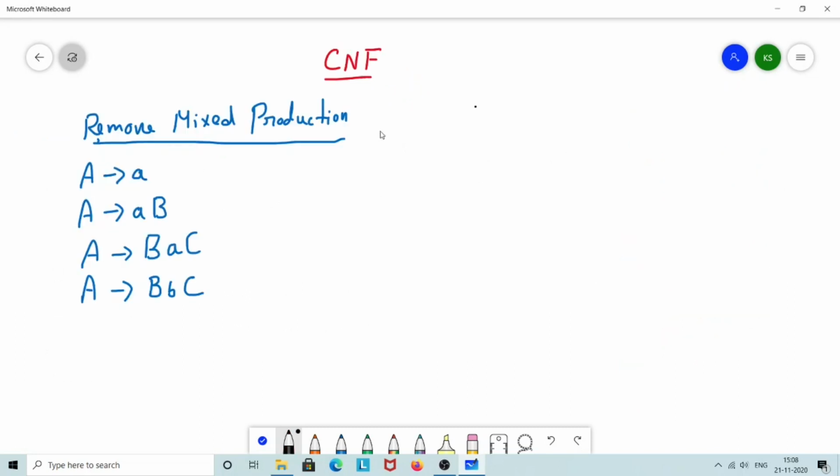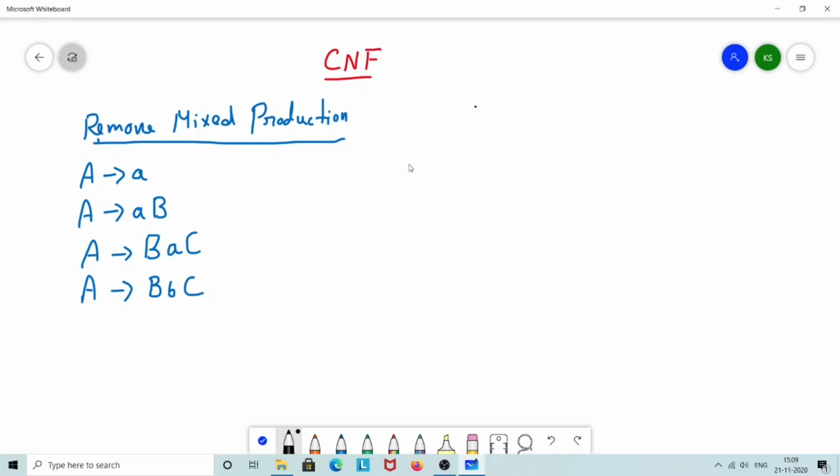Now let's see how to remove the mixed production from the grammar. Mixed production means that on the right side of the rule I have a mixture of terminal and non-terminal, which is not accepted as per Chomsky's normal form, right? So this is a very simple elimination method. Here, let us see each of these rules.